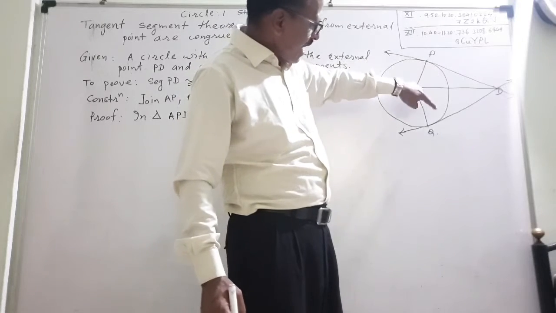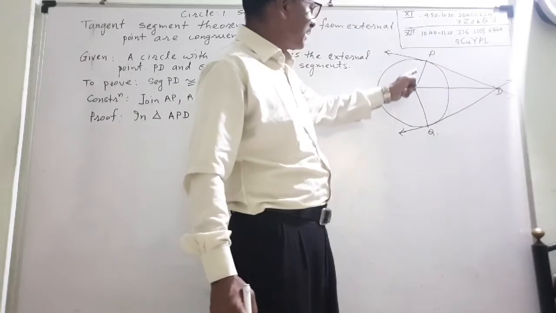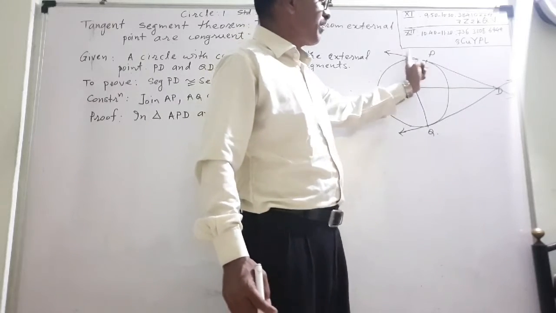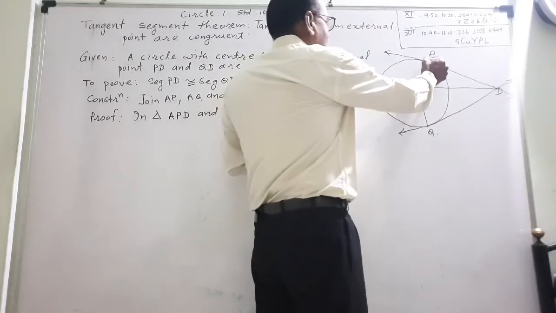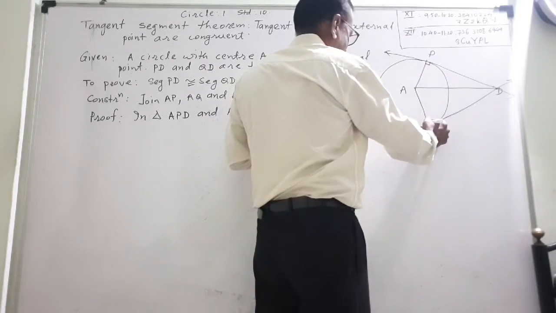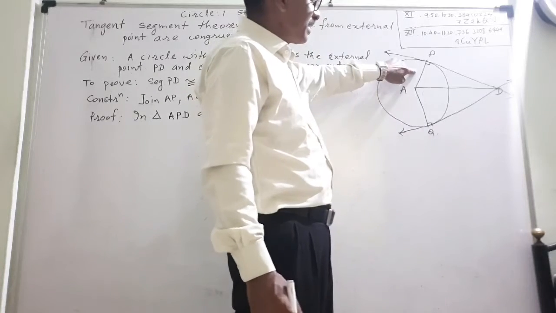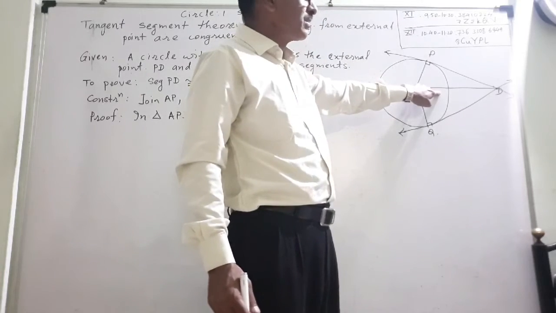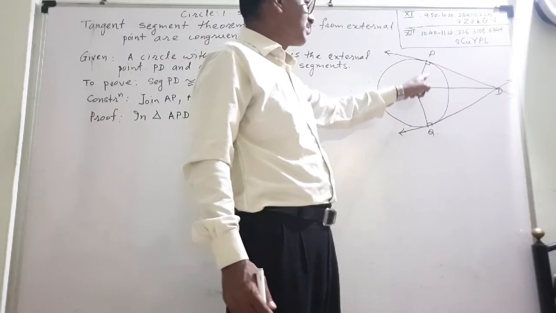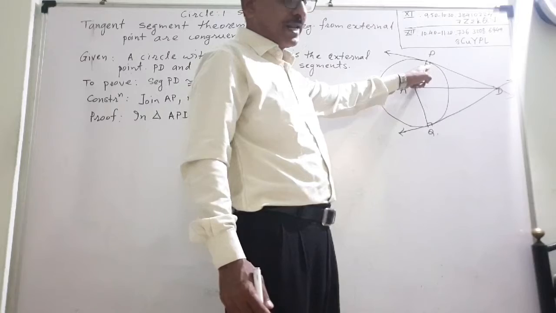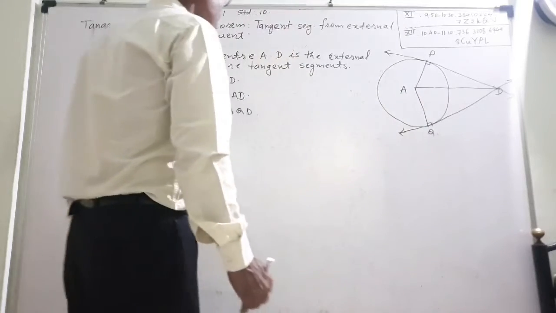This angle is 90 degrees. Don't forget this, because this is the tangent and this is the radius. Radius is perpendicular to the tangent. So this is 90 degrees, this is 90 degrees. Okay, this much I have understood. Then which theorem can I use? This side and this is the hypotenuse, because the side opposite to the 90 degree angle is called the hypotenuse. This hypotenuse is common.